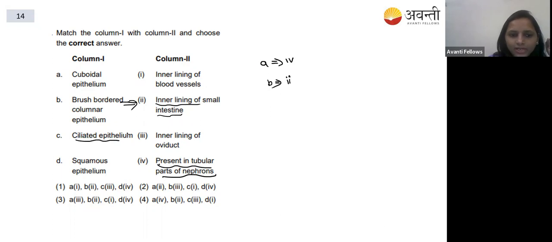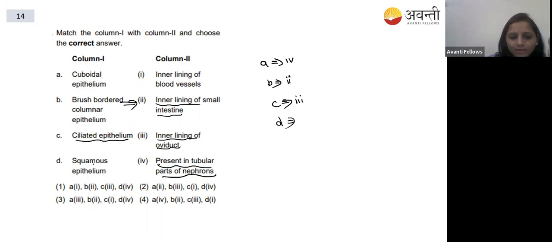Then coming to the ciliated epithelium, we all know that it helps in the movement of the egg, right? So that is present in the inner lining of the oviduct, right? Yes. So that is present in the inner lining of the oviduct. So for the option C, the third option is correct, right? So then we are left with the fourth.